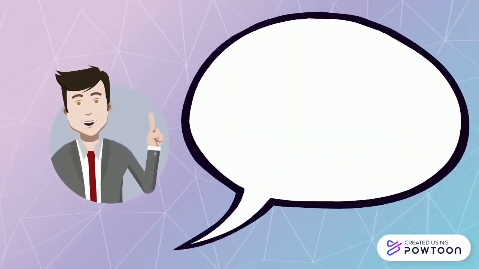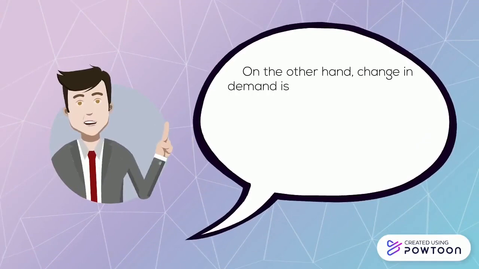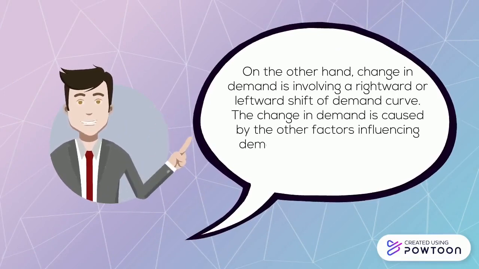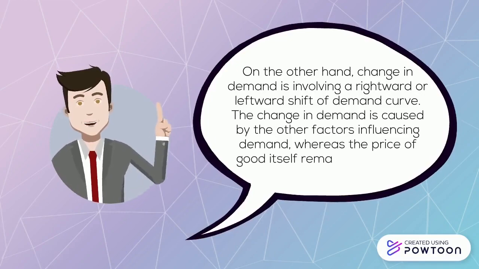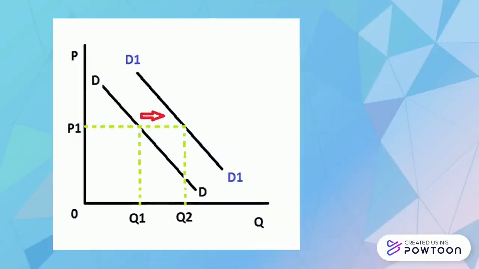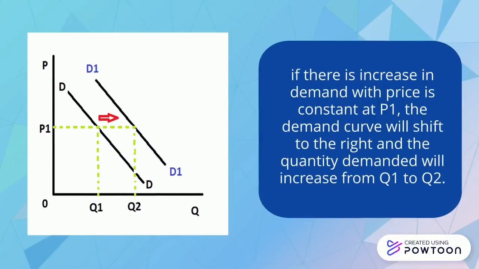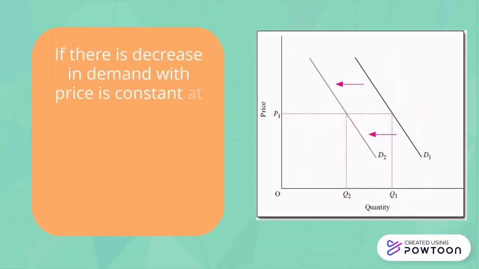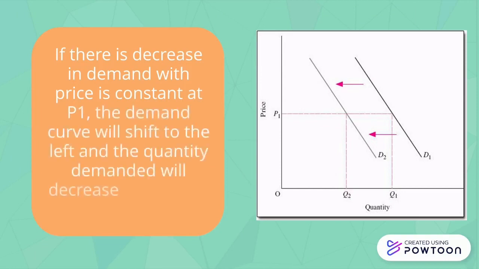On the other hand, change in demand involves a rightward or leftward shift of the demand curve. The change in demand is caused by the other factors influencing demand, whereas the price of the good itself remains unchanged. If there is an increase in demand with price constant at P1, the demand curve will shift to the right, and the quantity demanded will increase from Q1 to Q2. If there is a decrease in demand with price constant at P1, the demand curve will shift to the left, and the quantity demanded will decrease from Q1 to Q2.